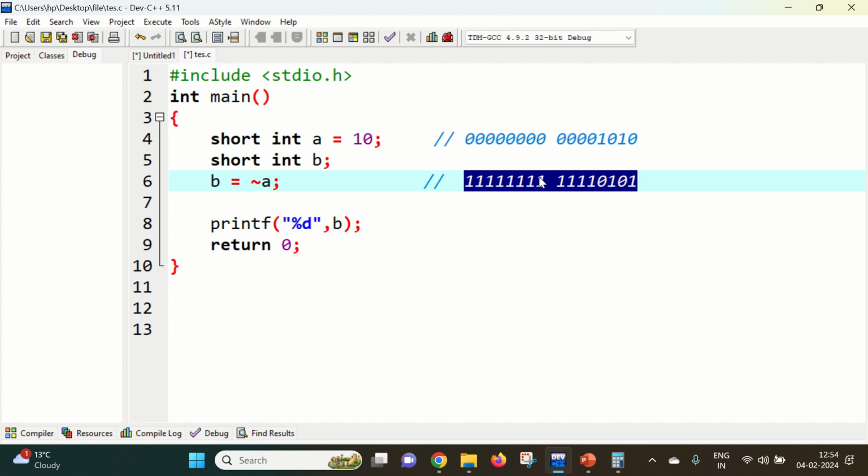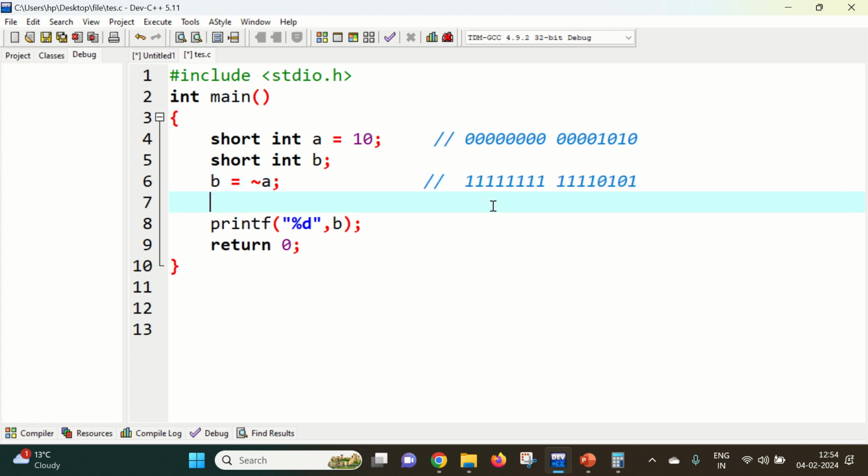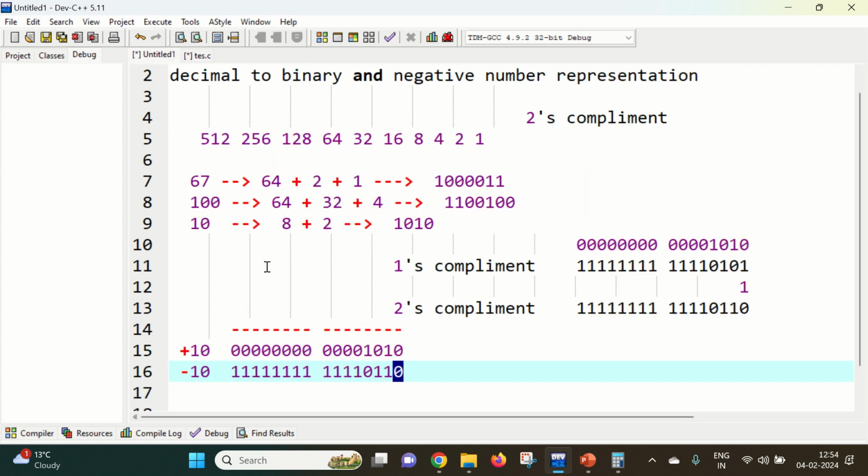It is the 2's complement of some number, and the number whose complement is this, that is your answer. So there is a reverse method we have to identify. Like I say, whenever you have some negative number like minus 10, convert that into the 2's complement. So this is your answer.